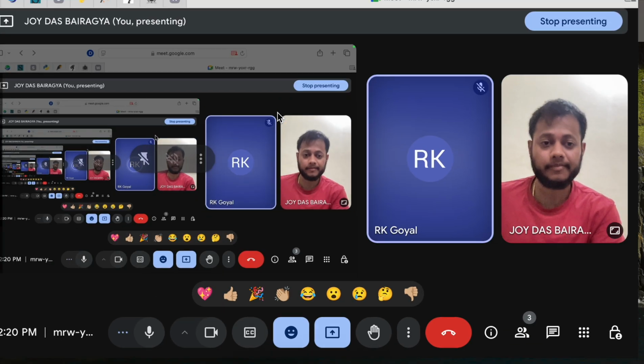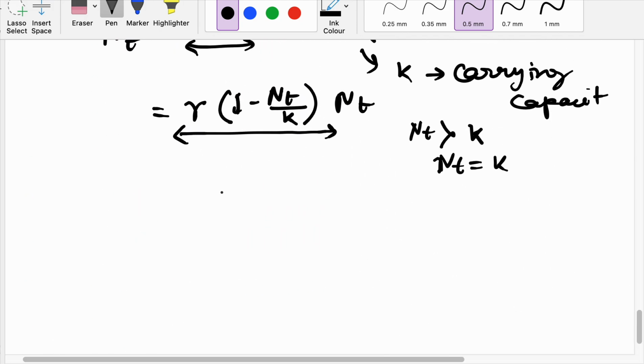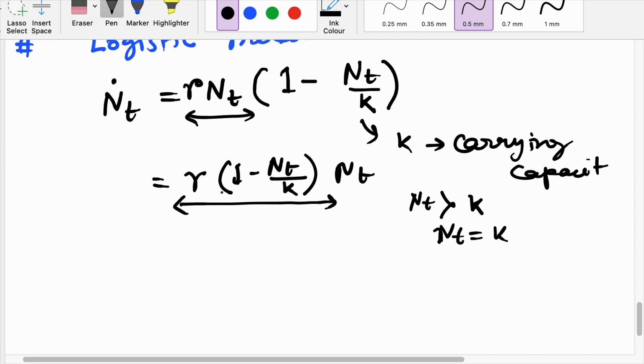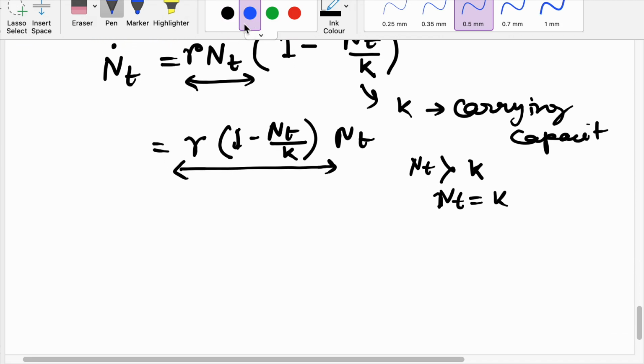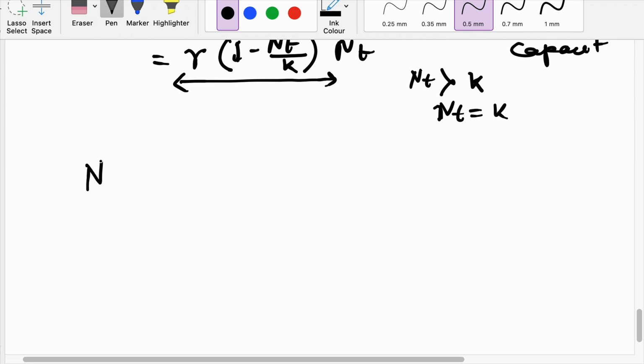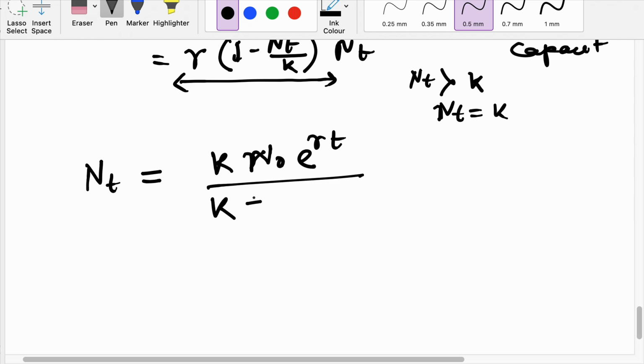So this is the case. Now another interesting point. Let me do it. This is what will be the solution of this equation. The solution of this equation will be N(t) = K N0 e^(rt) / (K + N0 (e^(rt) - 1)).